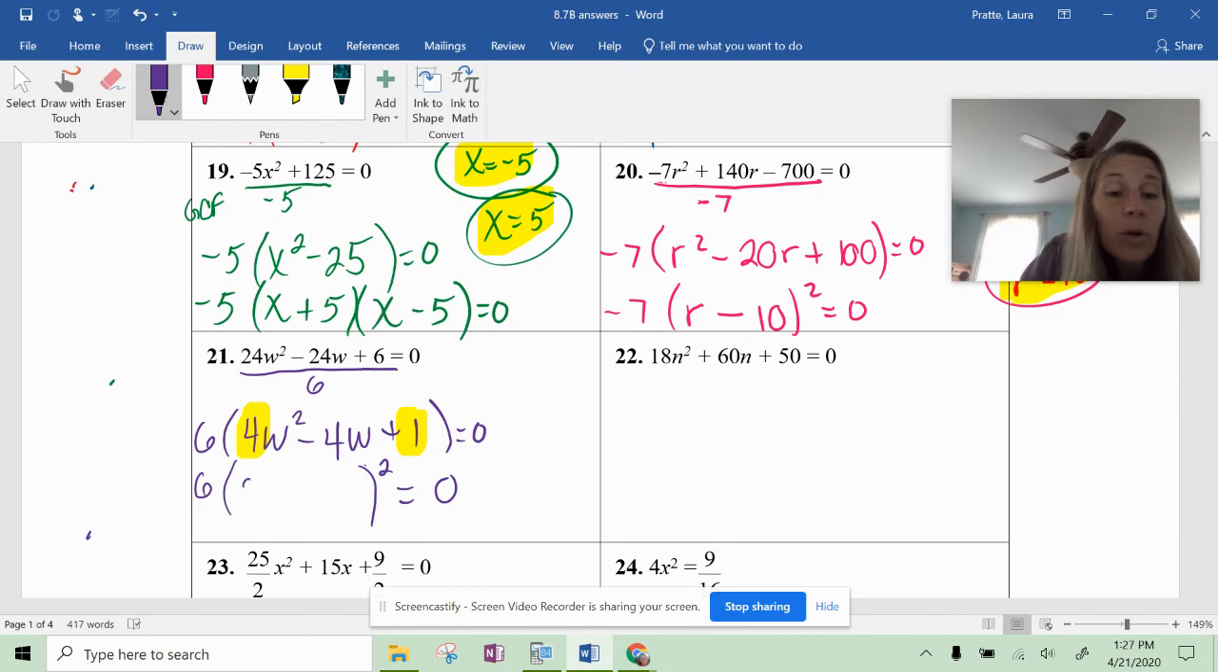2 times 2 is 4, so it's going to be 2w. 1 times 1 is 1, and then this was a minus sign, so that's what's going to go in here. And then I just solve that one factor, the 2w minus 1. I add the 1 to both sides, divide by 2, w equals 1/2.